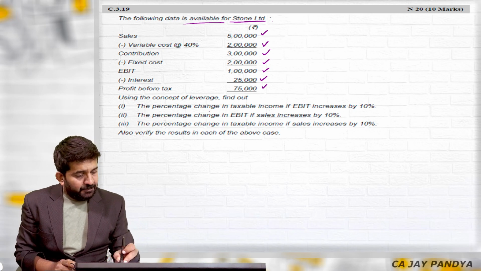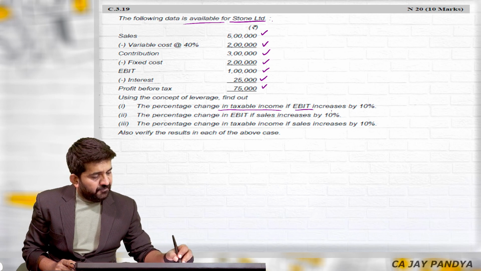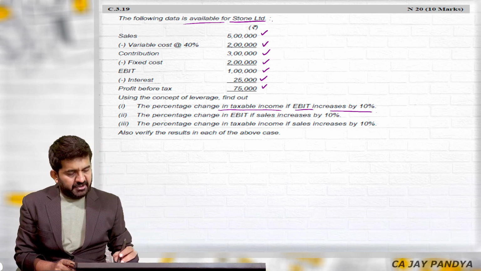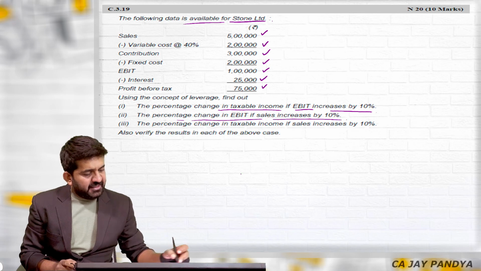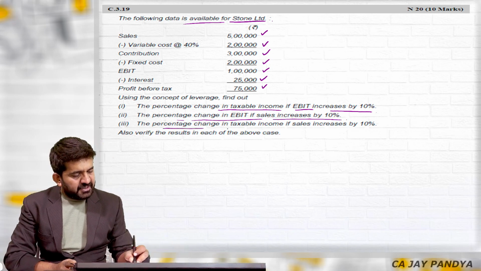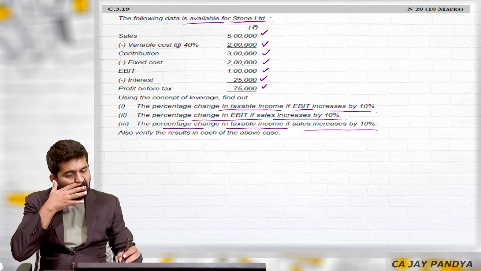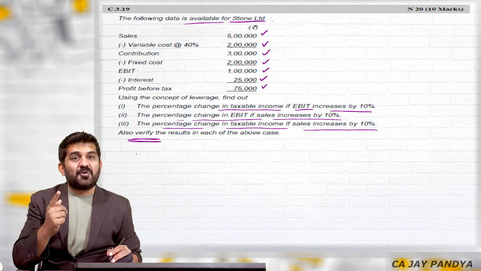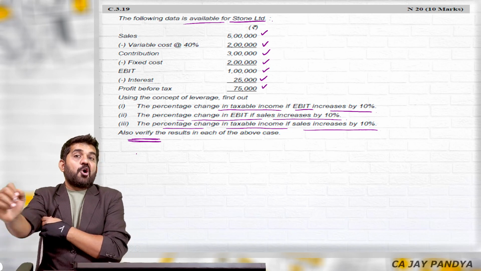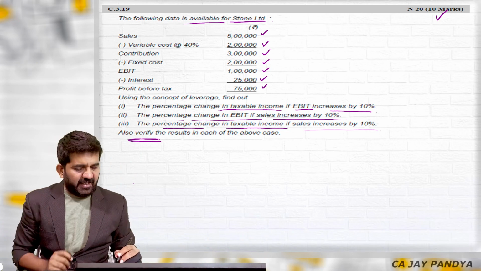Very easy. Percentage change in taxable income if EBIT increases by 10%. Percentage change in EBIT if sales increases by 10%. Percentage change in taxable income if sales increases by 10%. Also verify the results. Now if you want to verify the results, it will be a long question, so it is of 10 marks. But you should get 10 out of 10 in this.